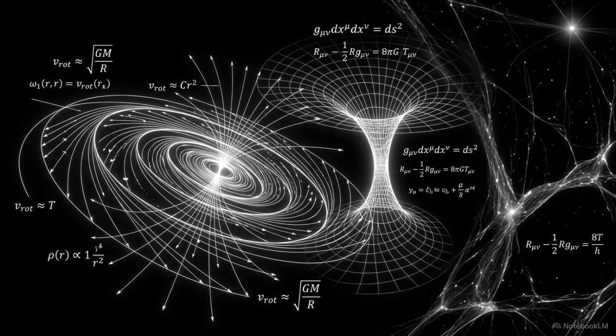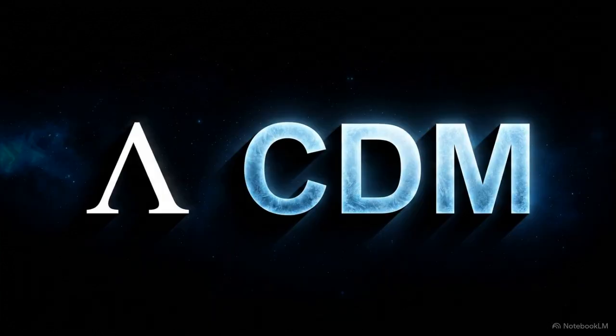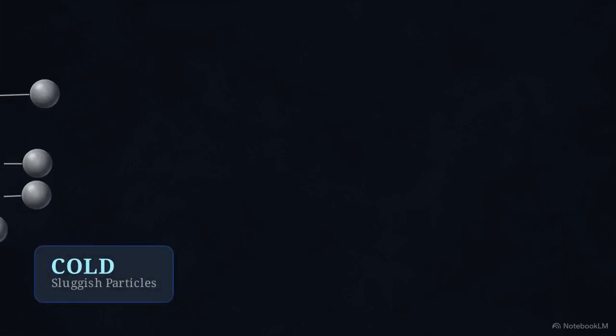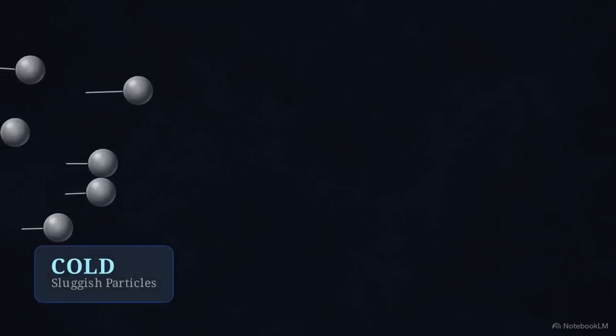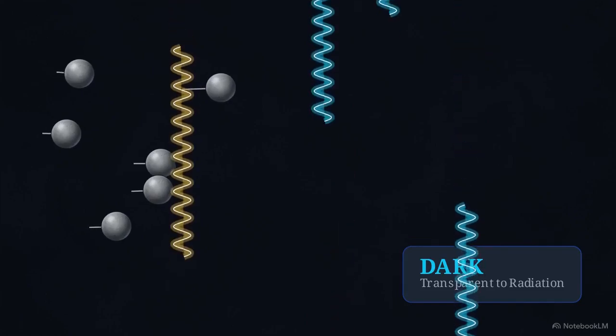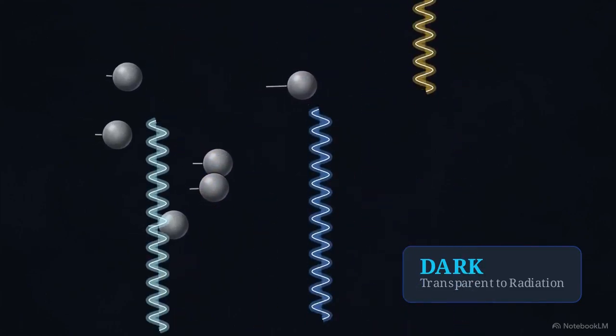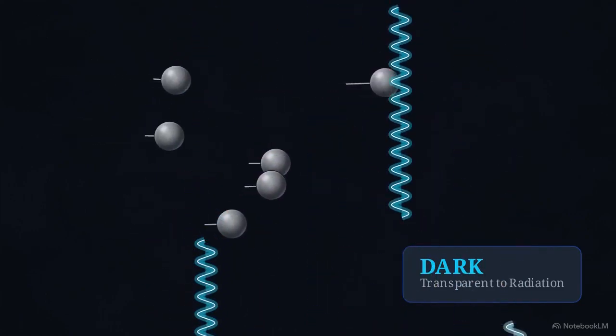In modern cosmology, this is defined by the lambda CDM model. The CDM stands for cold dark matter. Cold means these particles are sluggish. They move far slower than the speed of light. Dark refers to the fact that they are transparent. They do not emit, reflect, or absorb any form of radiation.